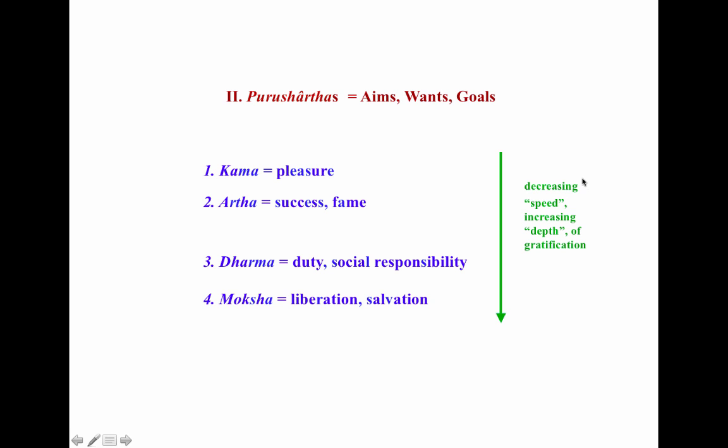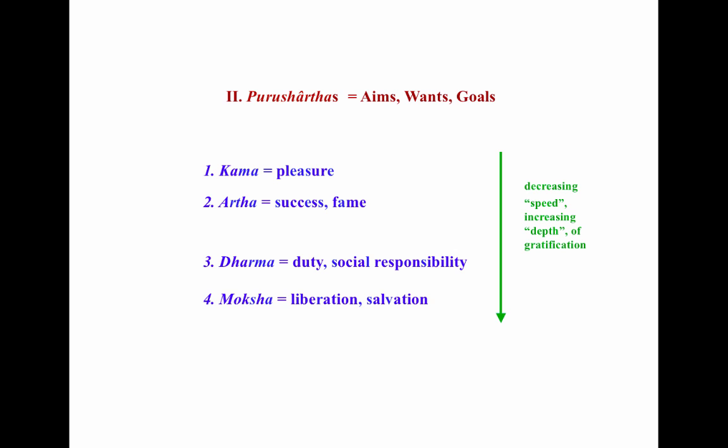Notice what I say over on this side of the screen. I say as you move down, go along that arrow, we're moving to wants that decrease in the speed with which we achieve the goal. So kama can come pretty quick. A brownie gives me pleasure right quick. Takes me a little bit longer to achieve some kind of success in a profession. Longer yet to have an impact on society, doing something good for society long term. That takes a while. Moksha takes the longest to attain. Liberation, salvation, and union with God. But again, as you go down, the speed at which you experience the goal decreases. It takes longer as you go down, but the depth of gratification increases. There's a deeper satisfaction that comes from helping other people than does come from having an extra brownie. That's the point of that comment.